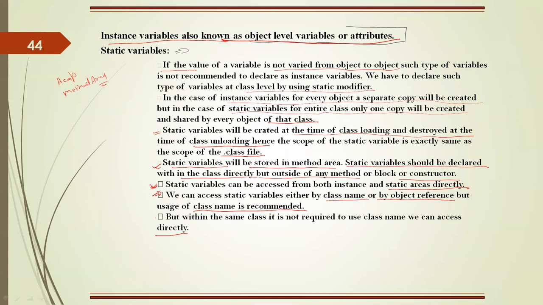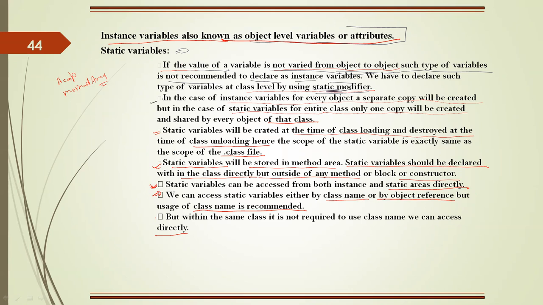Static variable. If the value of the variable does not vary from object to object, such a type of variable is not recommended to be declared as an instance variable. We have to declare this type of variable at class level by using the static modifier. If it does not vary from object to object, multiple copies will not be generated. Only one copy will be generated and shared with all objects or references.